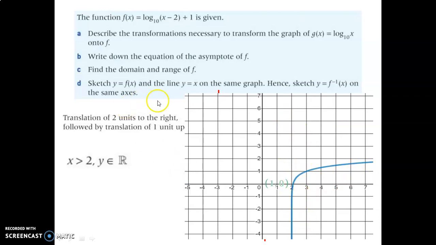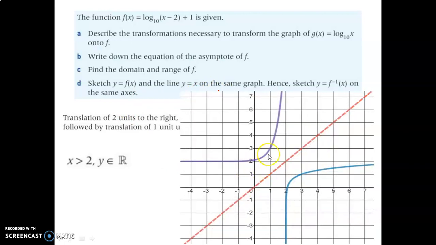Okay, last question. You're trying to sketch the inverse, so you put in the y equals x line, and you can then draw the inverse function here. You can draw the inverse by picking key points from here and then inverting them. For example, the point (3, 1), is that a point on there? Maybe. It will become (1, 3) on here, and so on and so on.